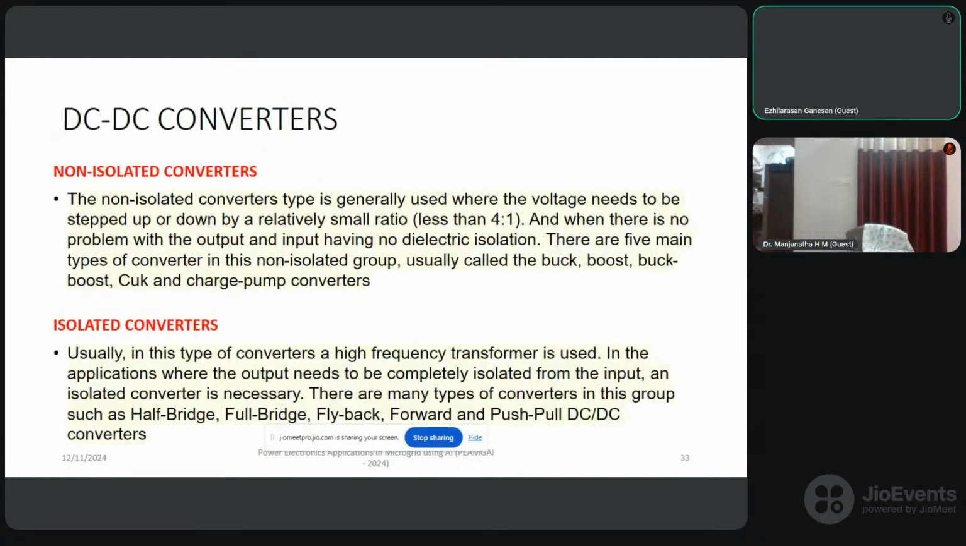If there is an electrical isolation between the source side and the load side, then those converters are called isolated converters. Usually in this type of converter, a high frequency transformer is used in between. In applications where the output needs to be completely isolated from the input, an isolated converter is necessary. Some of these converters are half bridge, full bridge, flyback, forward, push pull DC-DC converters. Of these, only a few things I am going to show you today.